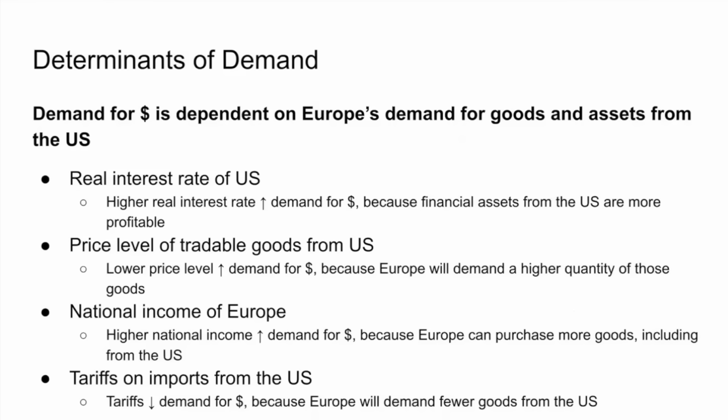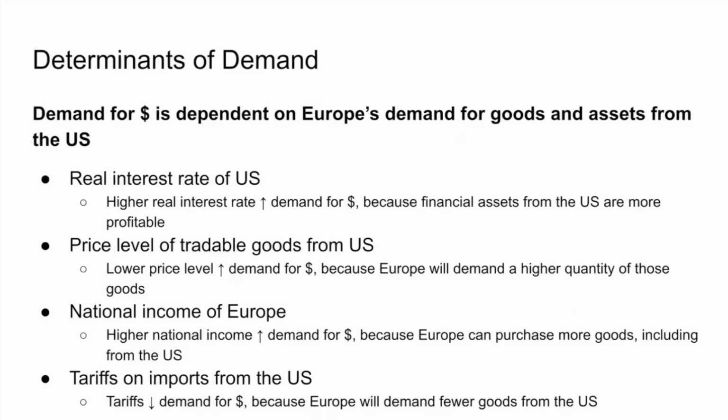The demand for US dollars depends on Europe's demand for goods and assets from the US. So if the real interest rate of the US goes up, then that would increase demand for US dollars because financial assets from the US are more profitable. Europeans could earn more interest by purchasing financial assets from the US. So they would want to purchase them more. However, since the financial assets are in the US, they need to purchase them with US dollars. Therefore, they would want to demand more US dollars.